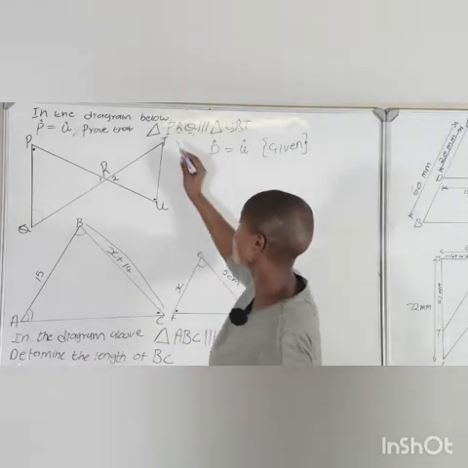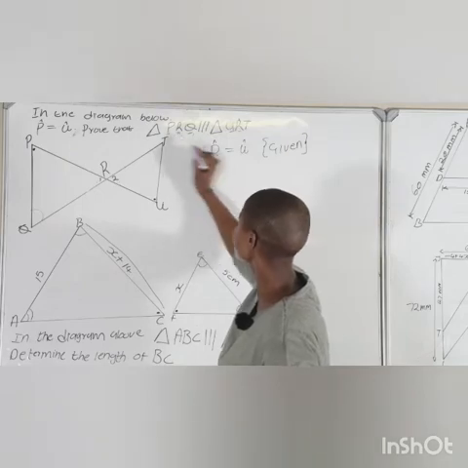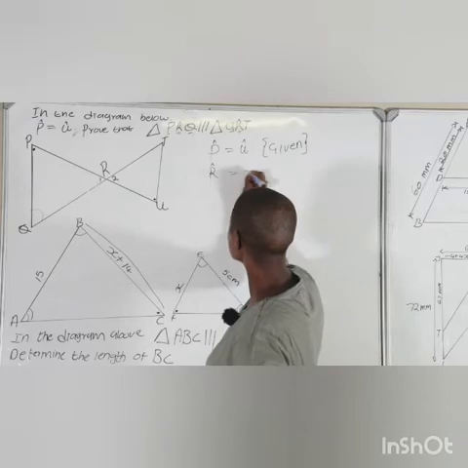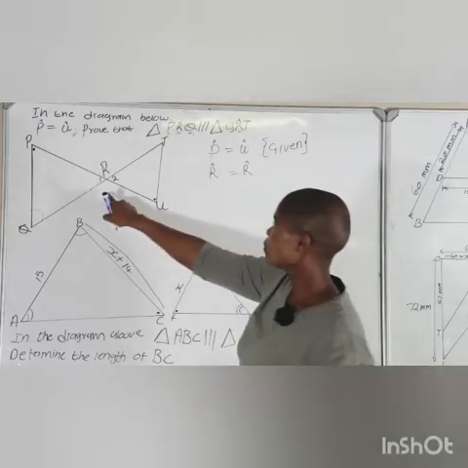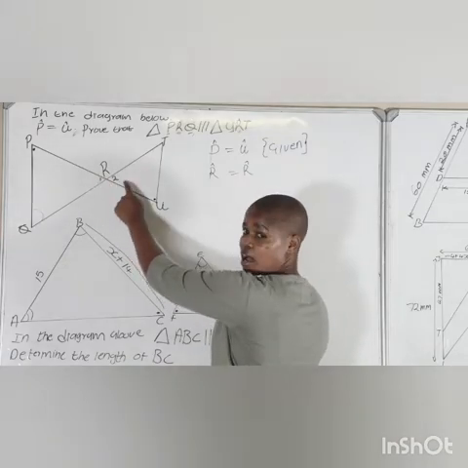Okay, remember the order is very important. P is equal to U. So now we go into the second letter, R is equal to R. So it means angle R is equal to angle R. Wait, we've got two angle R's there. We've got angle R1, angle R2.